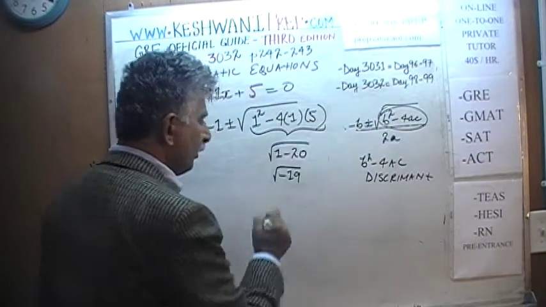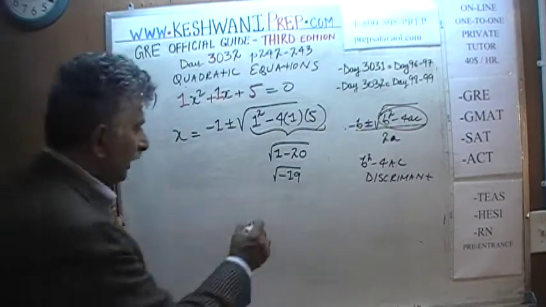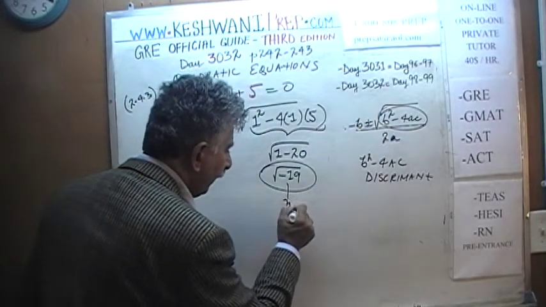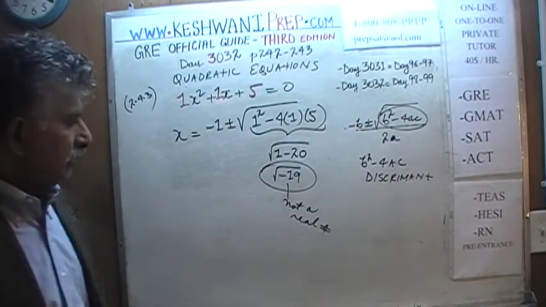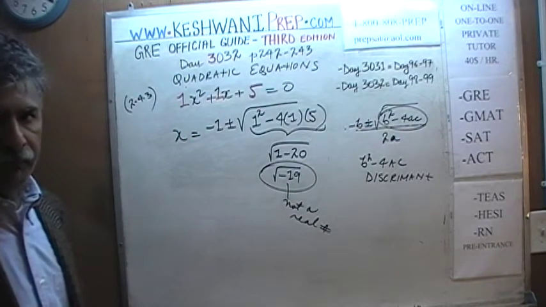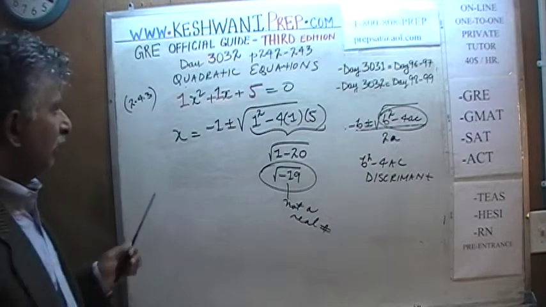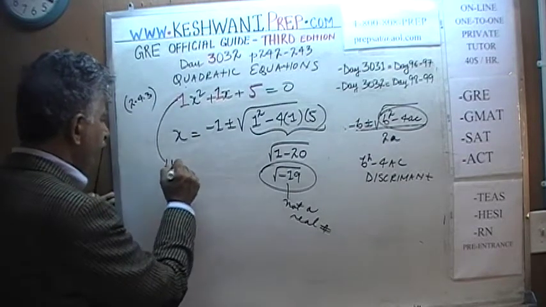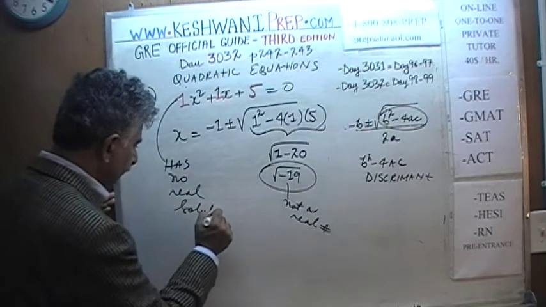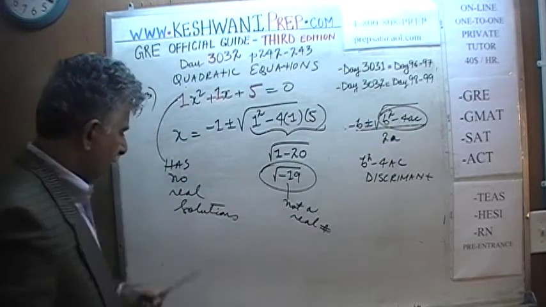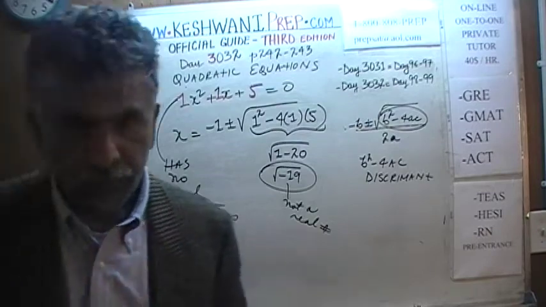We cannot take a square root of negative 19. This is not a real number. We cannot take a square root of a negative number. This equation has no real solutions. Do you understand?